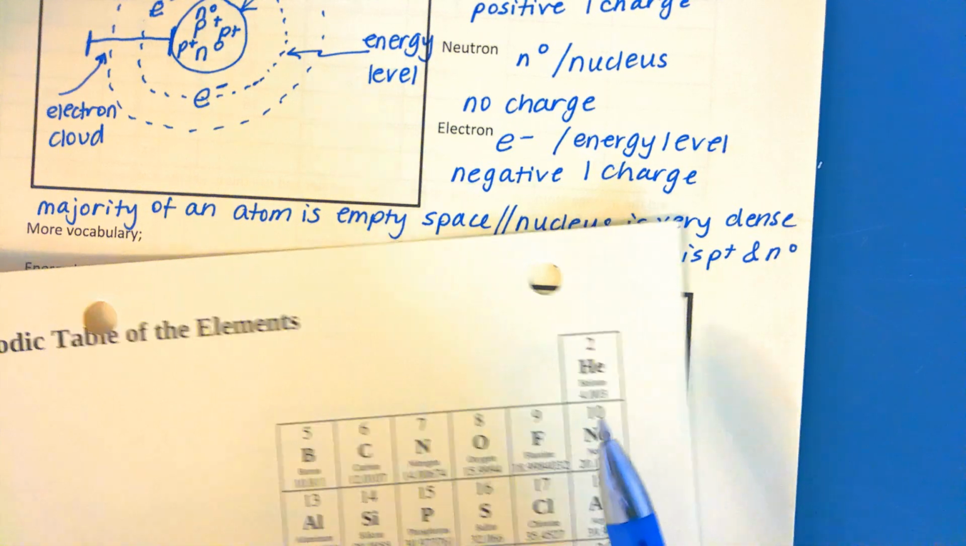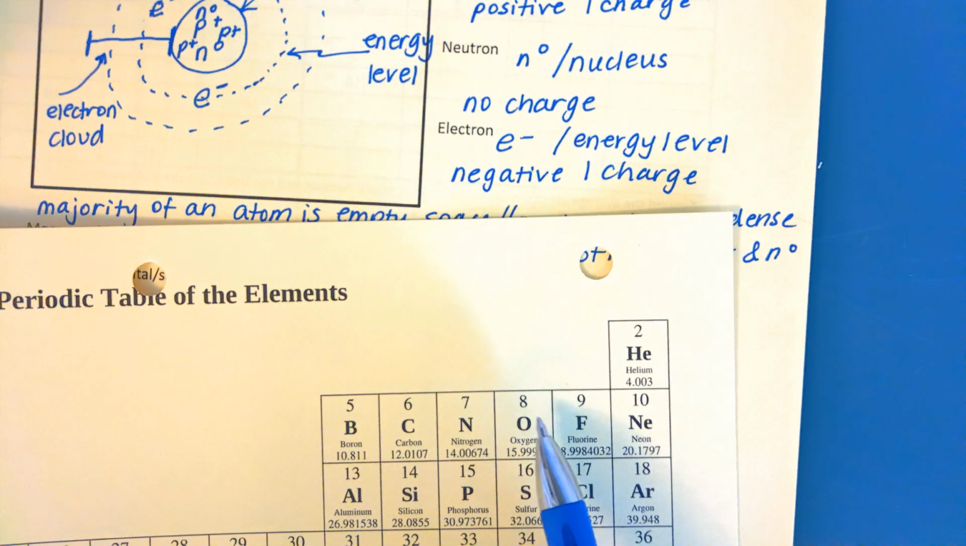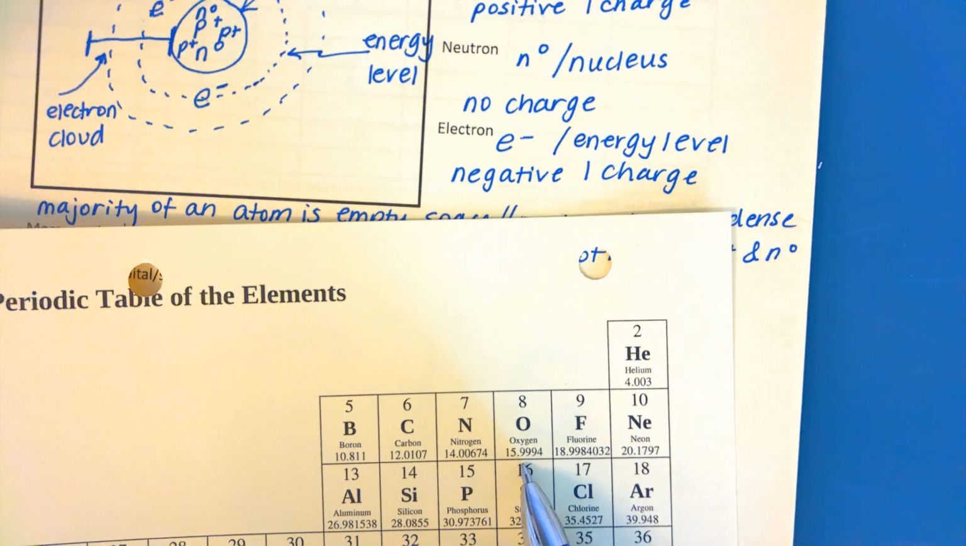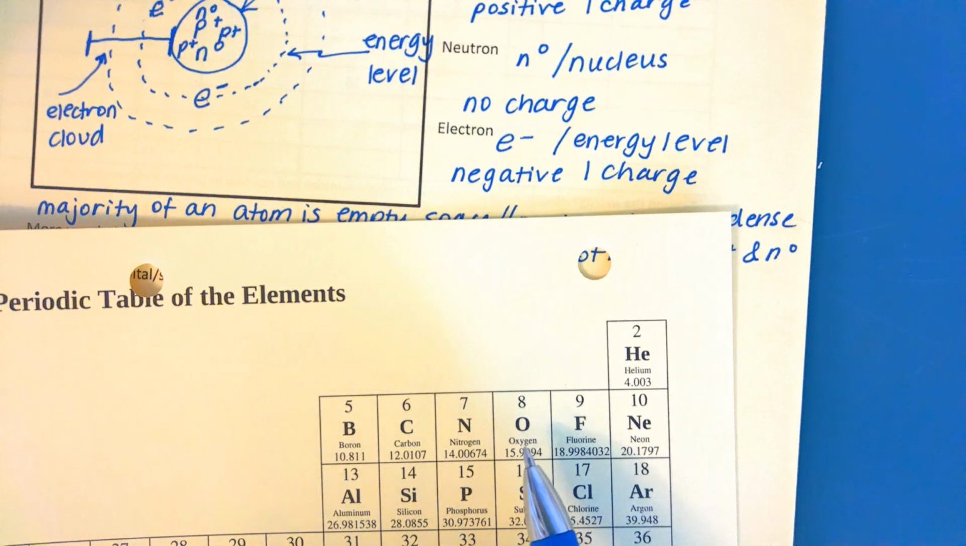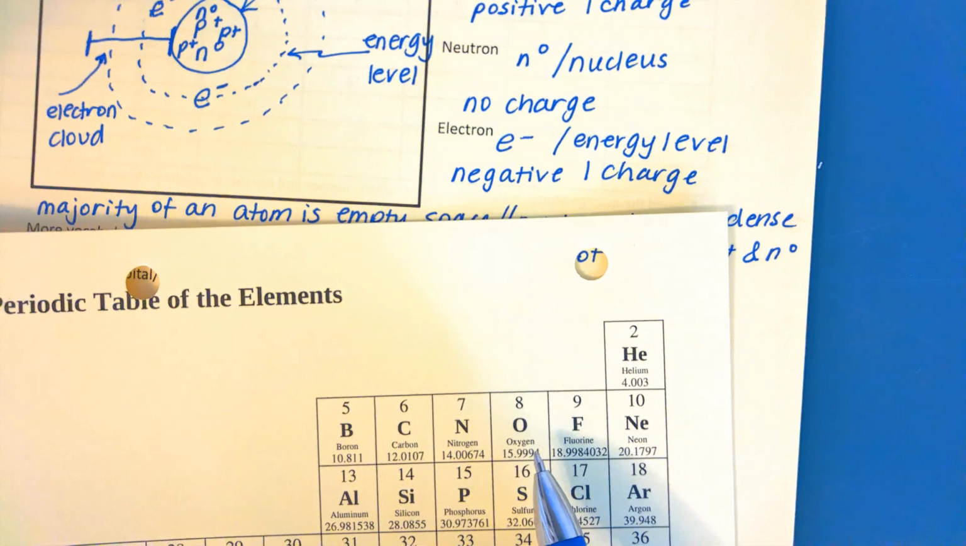Let me find one that has some different rounding. Let's look at oxygen down here. I've got 8 protons, I've got 8 electrons then, 15.9. That 0.9 is going to force me to round that up to 16. 16 minus 8 is 8, so I also know oxygen has 8 neutrons.